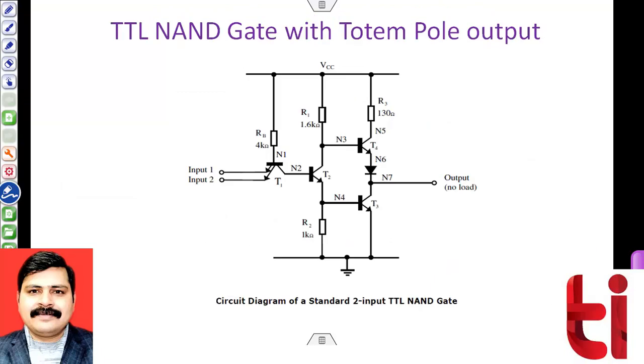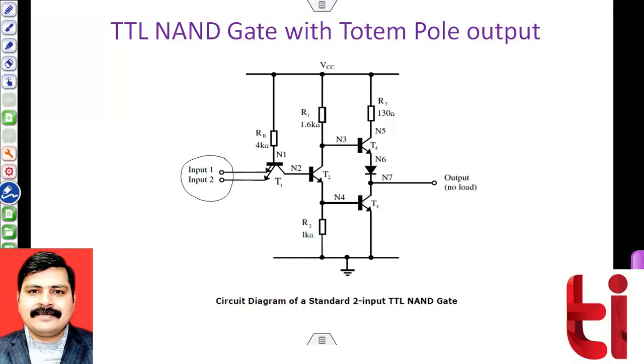So this is the circuit diagram of totem pole output, and you can see the difference between the two configurations. Over here we have taken the example, limiting our discussion to 2 inputs so that the idea will be clear. In the previous example, 3 inputs were considered. Now you can check transistors T1, T2 and T3.